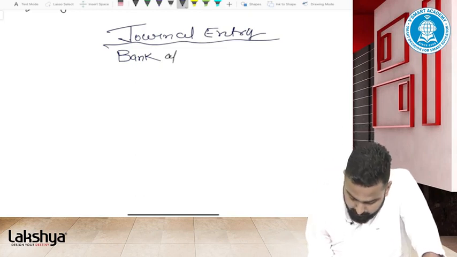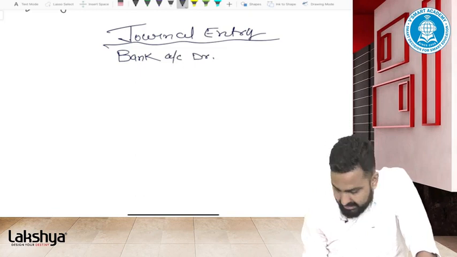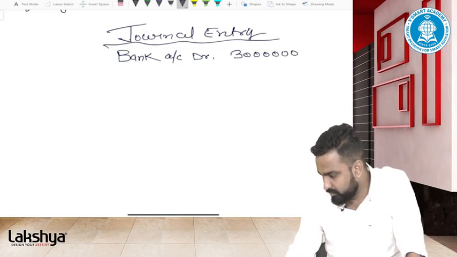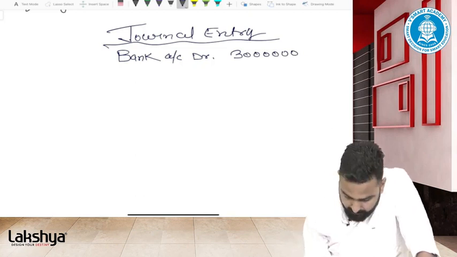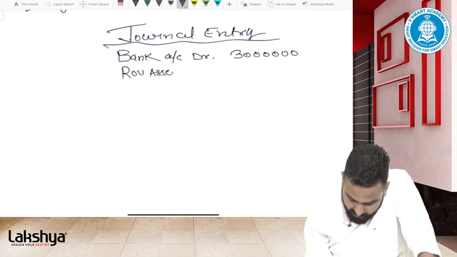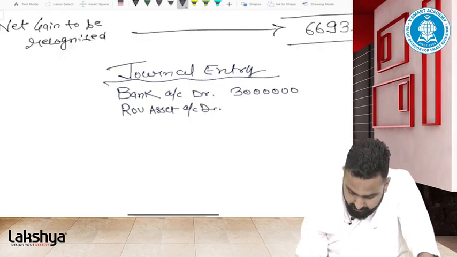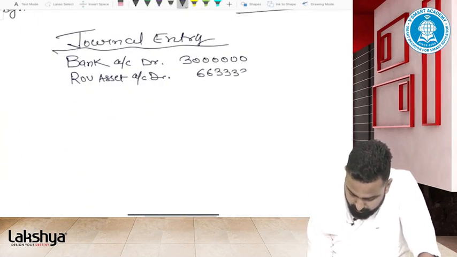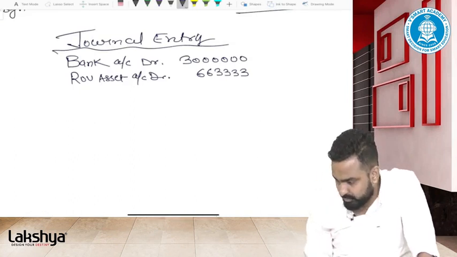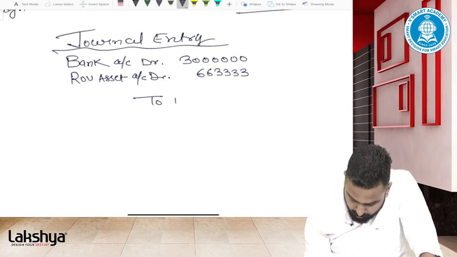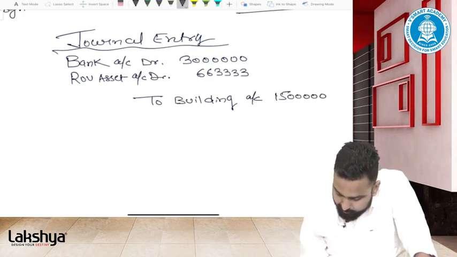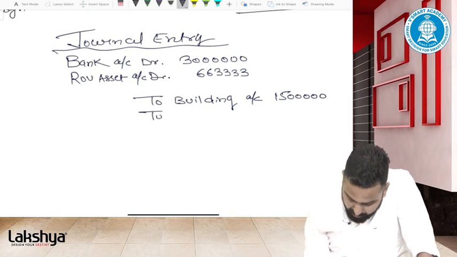Very good, Riza. Bank account debit 30 lakh. Very good. Very good, Govind. ROU asset account debit to building 15 lakhs. Very good.